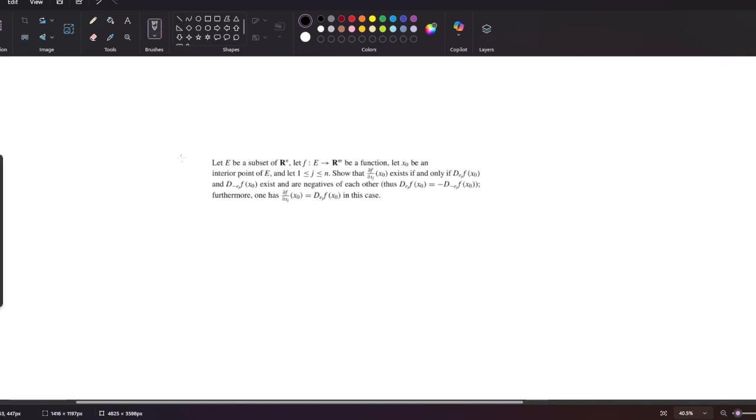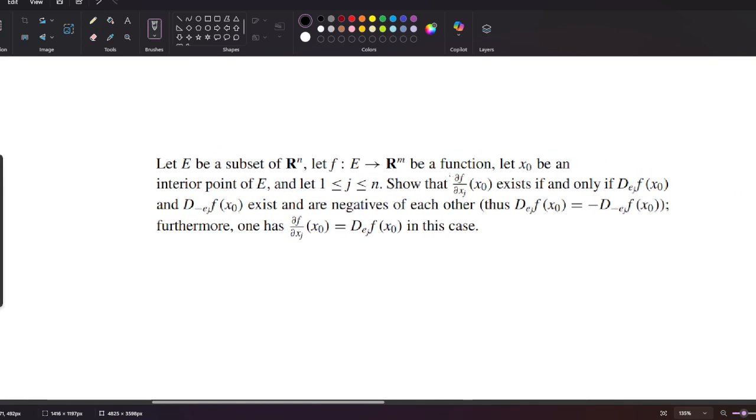Hello, so we have a real analysis problem. Now I know that people ask for calculus. I would argue that calculus is a subset of real analysis.